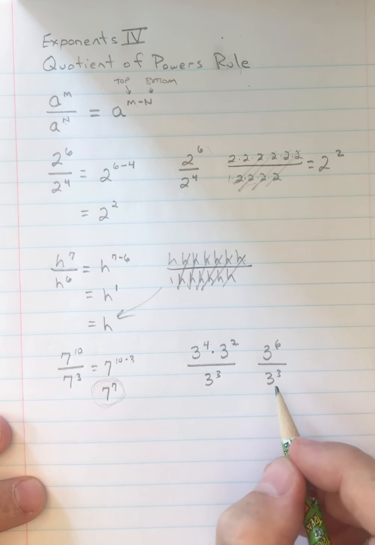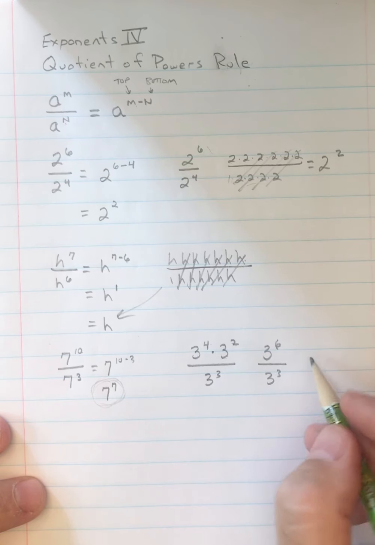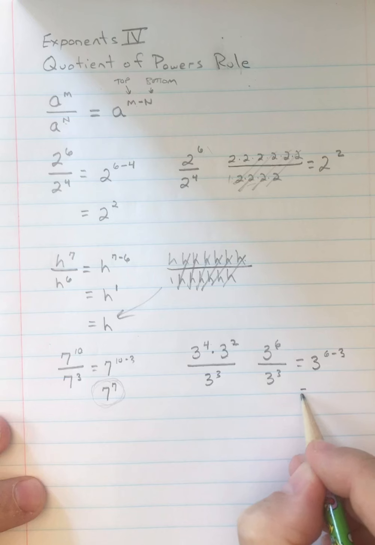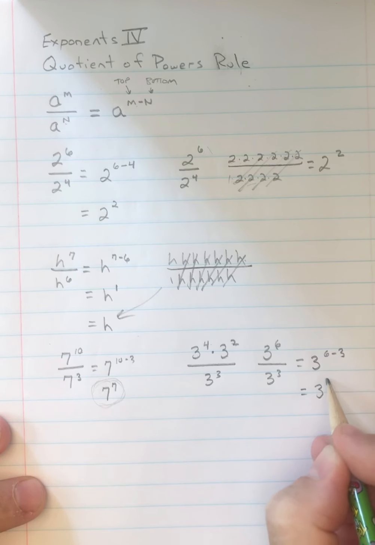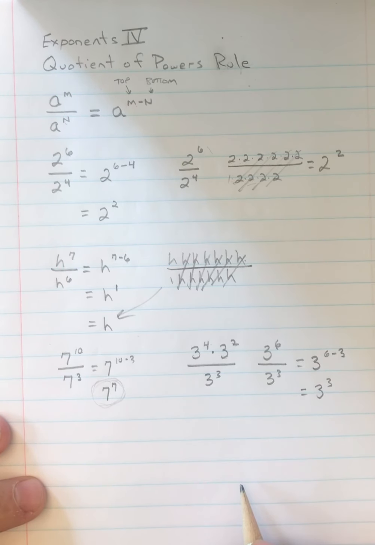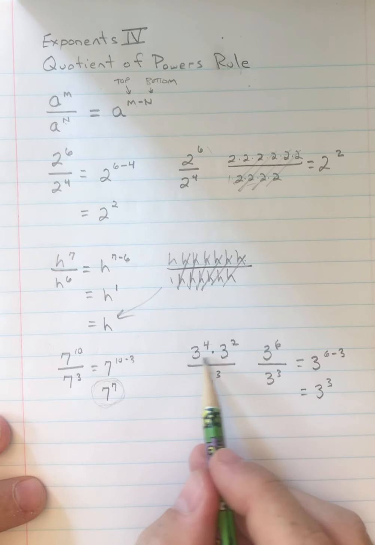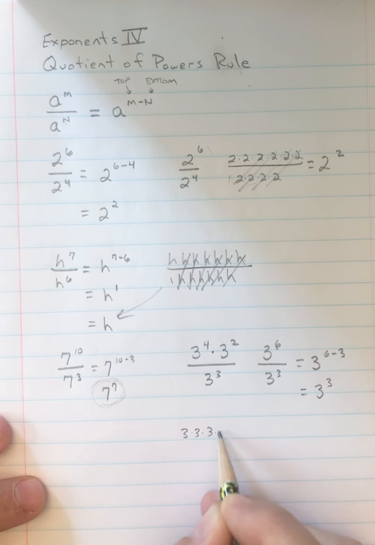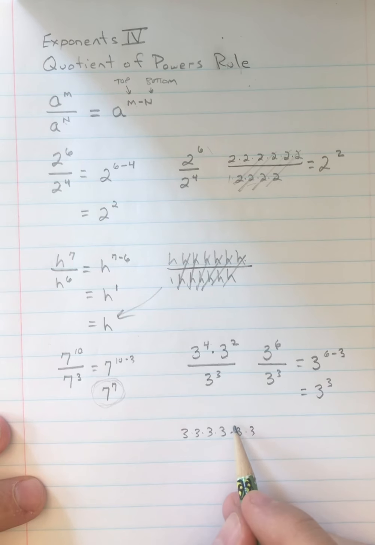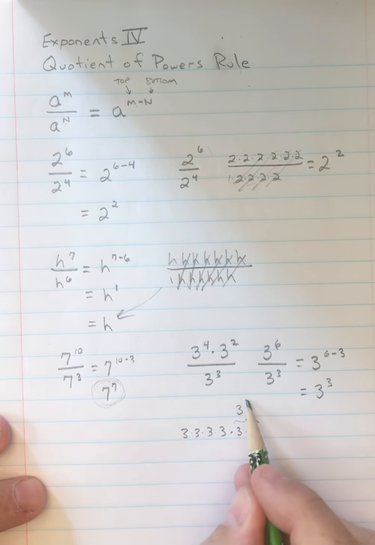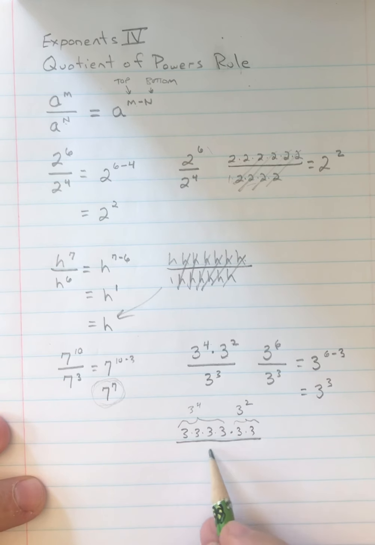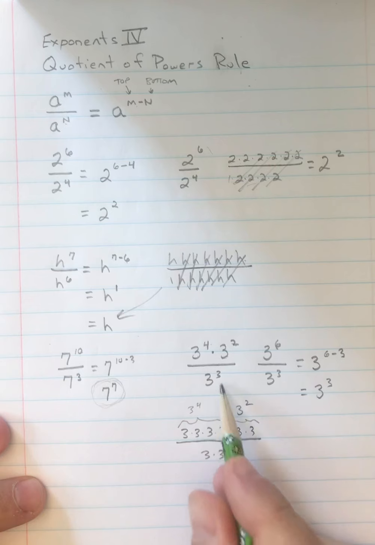Now I'm going to use the quotient of powers rule that we just learned. This is going to be equal to 3 to the 6 minus 3, so this would be 3 to the third. That makes sense. Let's think about this one more time up here. 3 to the fourth times 3 to the second. That's 3 times 3 times 3 times 3 times 3 to the second, all over 3 times 3 times 3, that's 3 to the third.